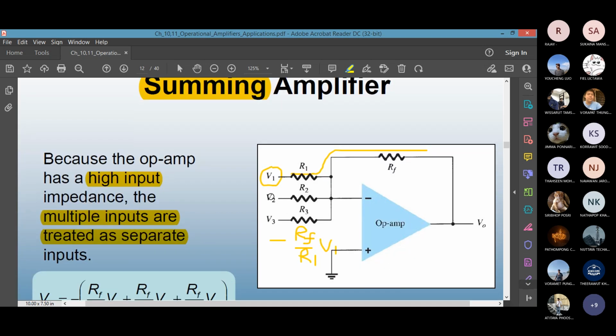Now consider the second path. If you consider the second path separately, you have another amplified signal. What is that amplified signal? You add that signal, so we're going to add everything. It is minus because it's going in the inverting pin. Minus RF over which resistor? For V2, R2, times V2.